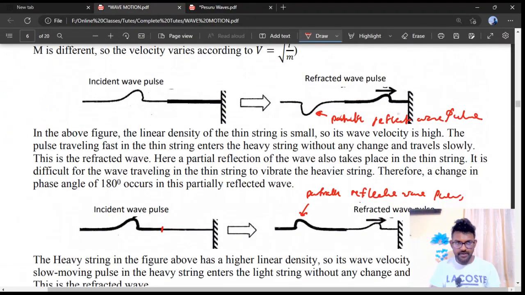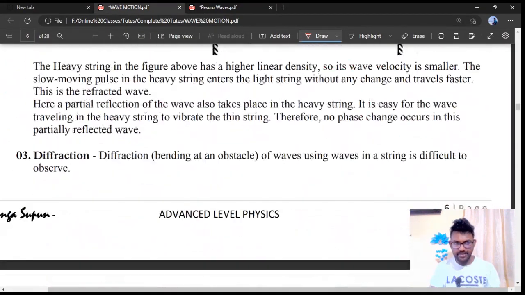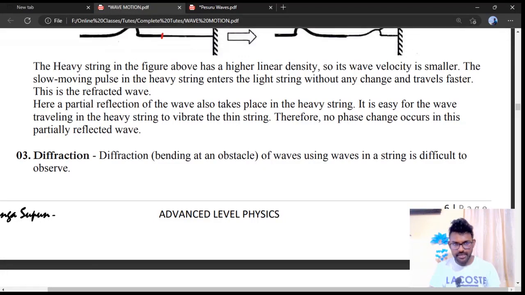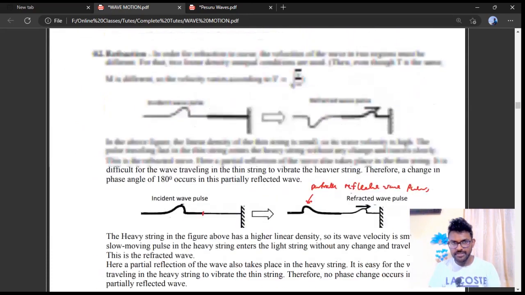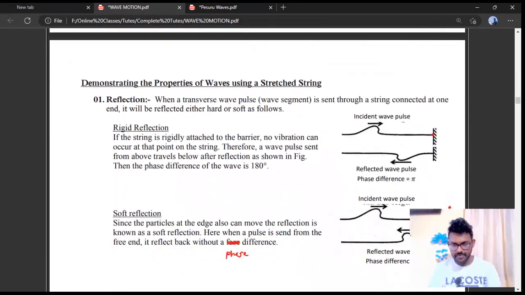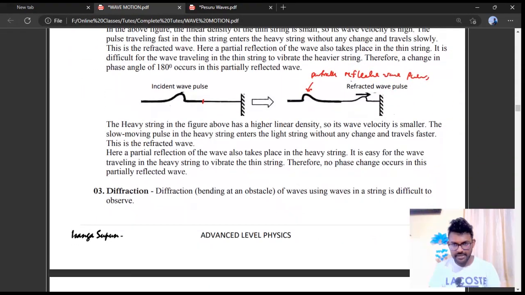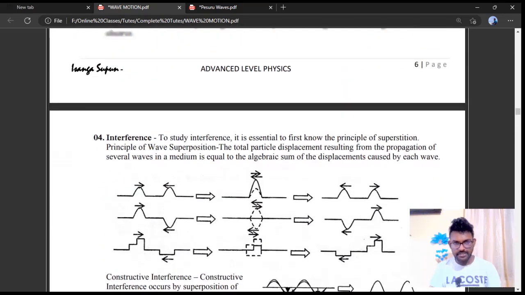Now with that, we saw the reflection and the refraction. Now we'll just consider the diffraction. Diffraction is the bending of the wave when there's an obstacle. From a stretched string, you can't demonstrate it clearly. So we'll see another method that we can observe this diffraction, and we're going to learn what this diffraction is in detail. Okay, next one is this interference.